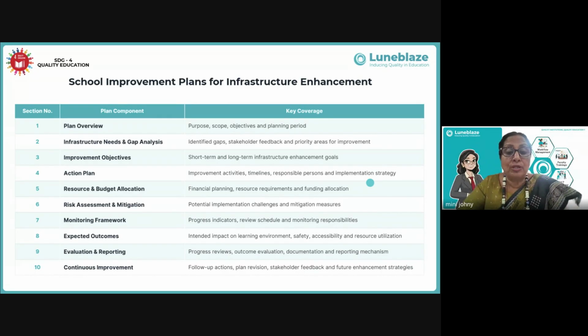Monitoring framework: progress indicators, review schedule, and monitoring responsibilities. What are the expected outcomes? This is very important for us. Intended impact on learning environment, students' learning outcomes, students' safety, accessibility, and resource utilization. Evaluation and reporting is the plan component. You see here: progress reviews, outcome evaluation, documentation and reporting mechanism.